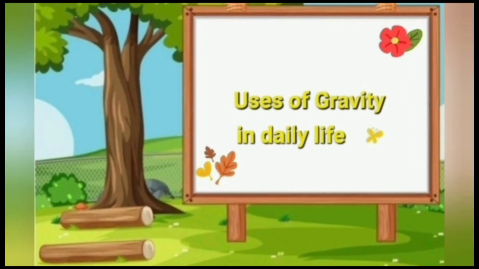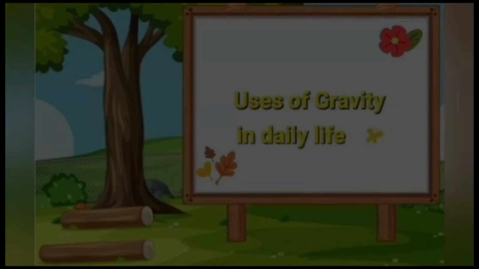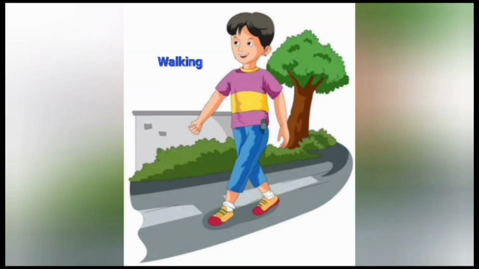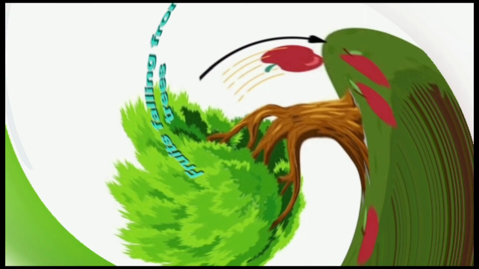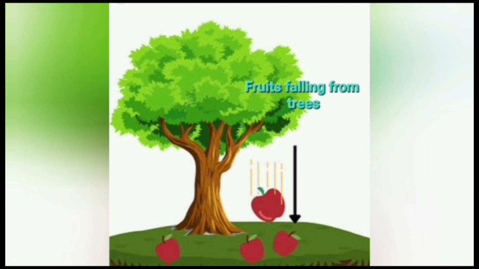Now let us see some uses of gravity in daily life. Walking is one of the most prevalent physical behaviors observed in practically every living terrestrial species. We cannot float or perform levitation when walking since our feet are in close contact with the earth. Gravity, the ultimate phenomenon, assists us in walking. Fruits fall from trees because the earth's gravitational force is always exerted on the tree and the fruits, and when the fruits are detached from the tree, they fall due to gravity.